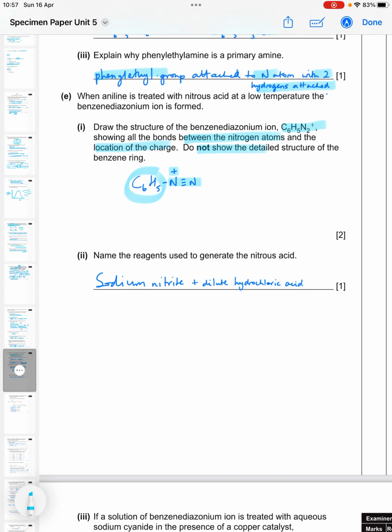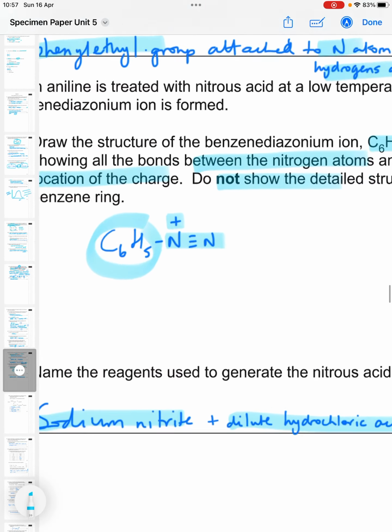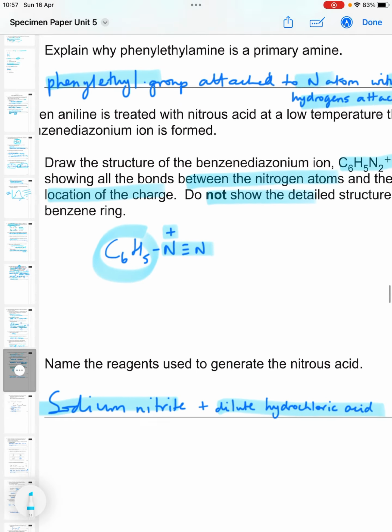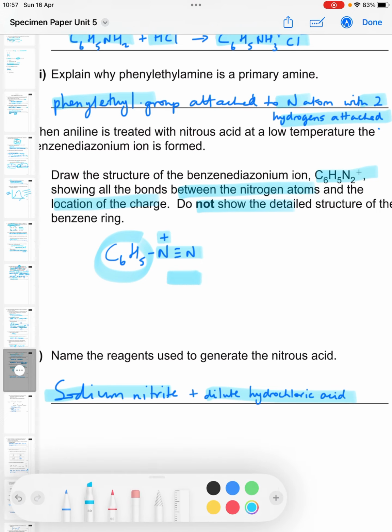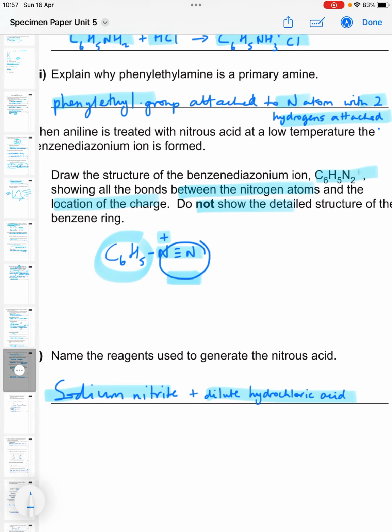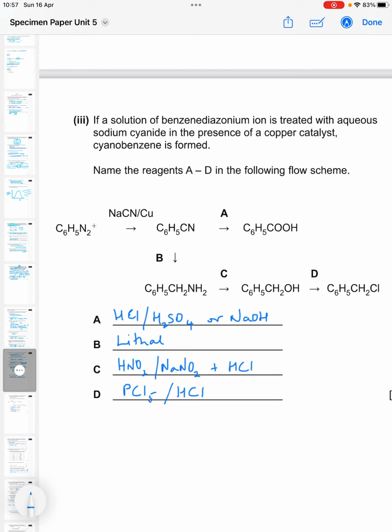Name the reagents used to generate the nitrous acid. We have sodium nitrite and dilute hydrochloric acid. You need both for that mark. And I should have said in this previous one, you're getting the mark there for having the thing correct with the bonds here between the nitrogens, and then the other mark would be for the charge in the correct place.